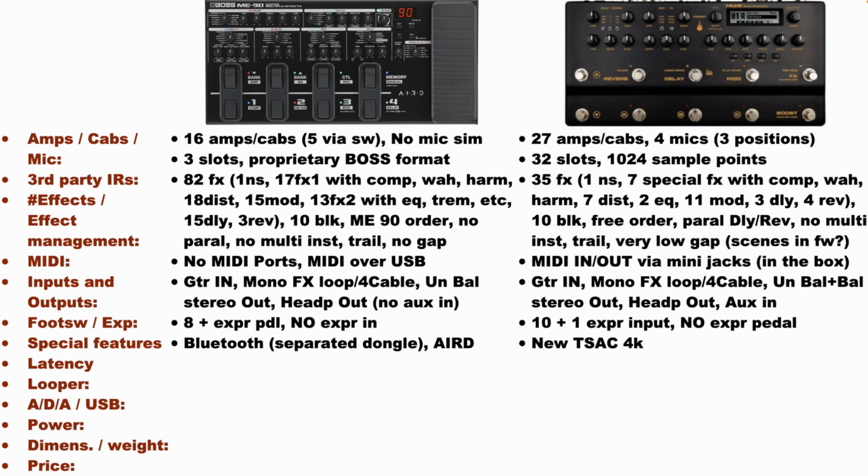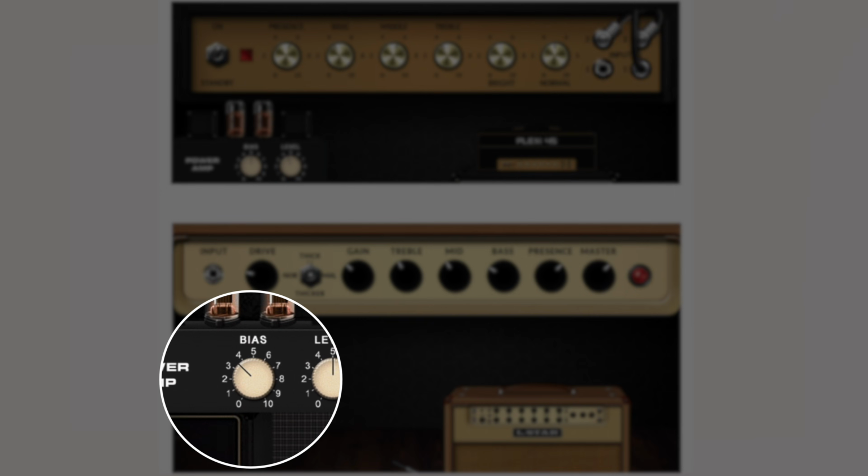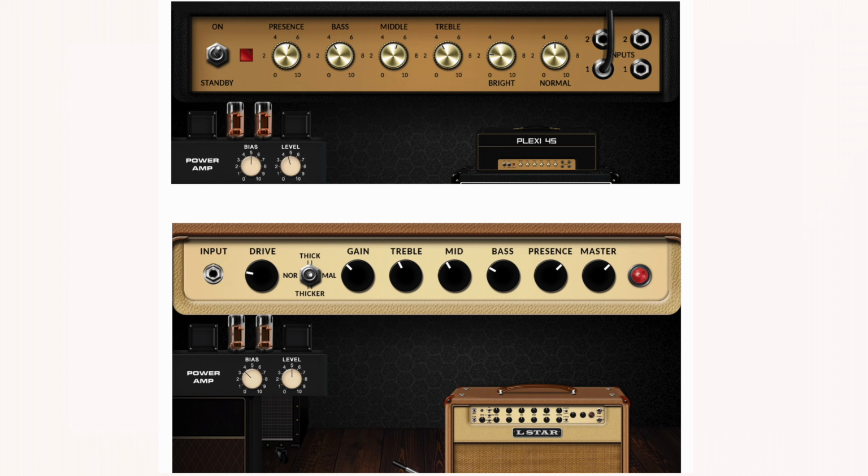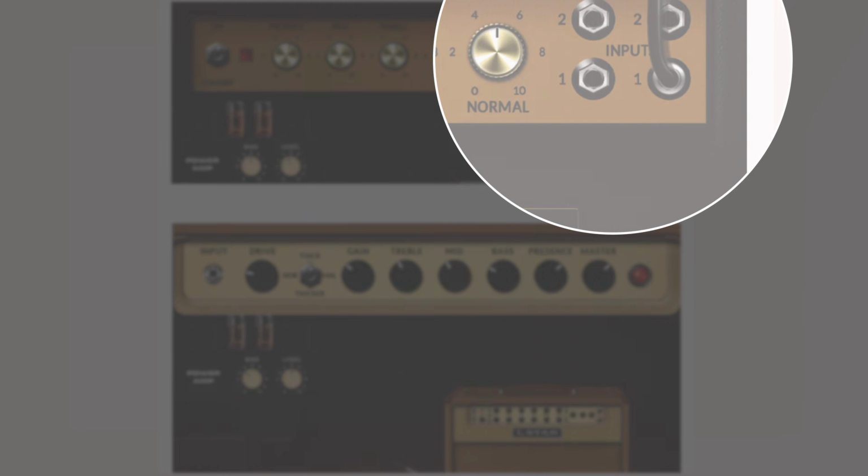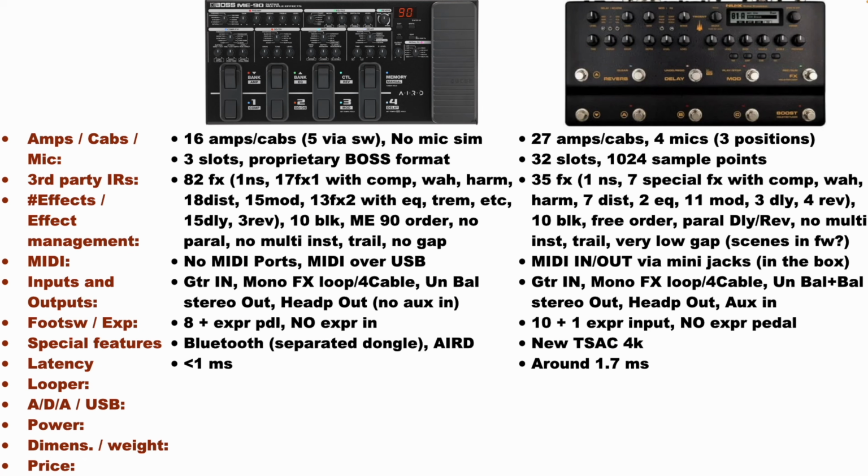Boss AIRD puts an emphasis on modeling the whole guitar rig to offer the best experience in terms of touch responsiveness, where the NUX puts an emphasis on modeling pretty detailed aspects of each amp. For instance, it is possible to set the bias of an amp, or for the Plexi you can use the input channels jumpered, etc. In terms of latency, they are both very good.